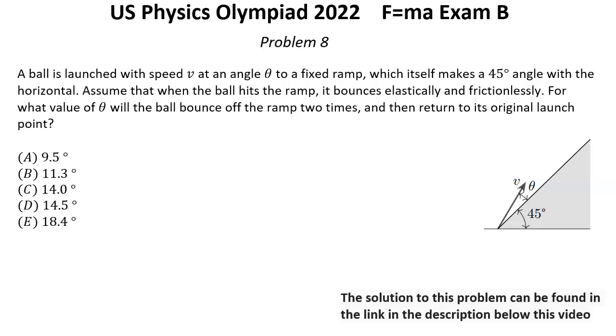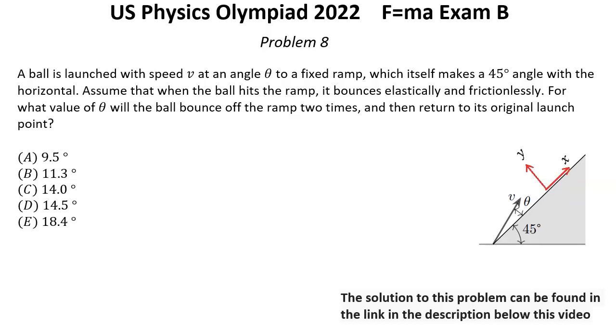Solution for problem number 8. First, let's use another coordinate system, which looks like this. Axis x going along the incline and y going perpendicular. In that case, we have new initial velocities and new accelerations due to gravity. We have Vx equals v cosine theta, Vy equals v sine theta, Ax equals negative g over square root of 2, and Ay equals negative g over square root of 2.